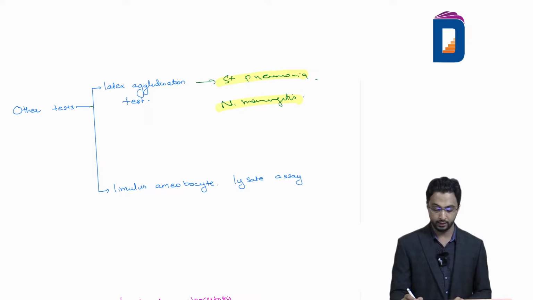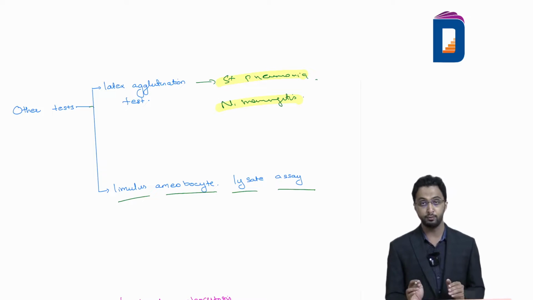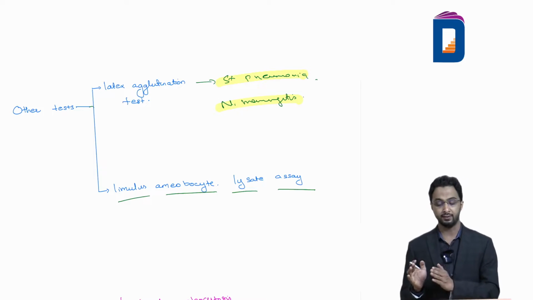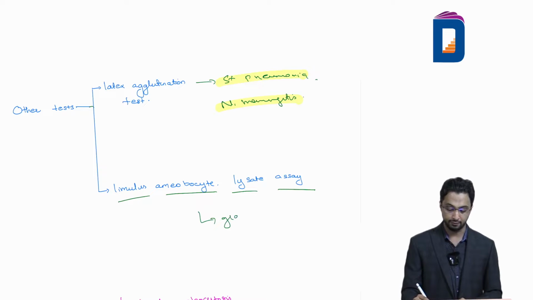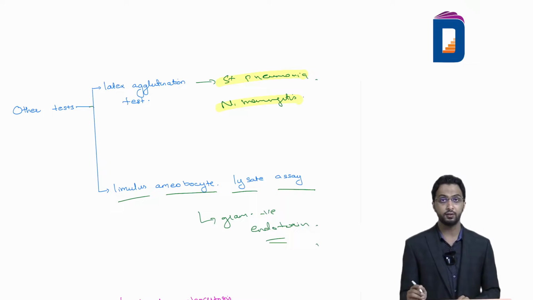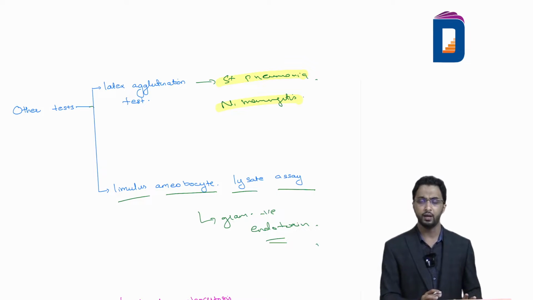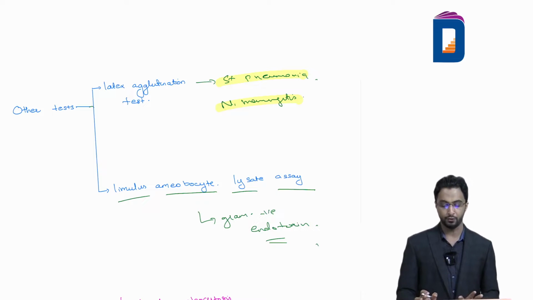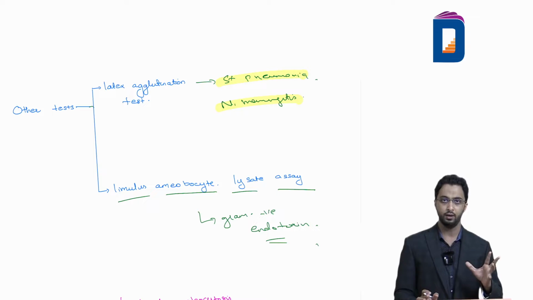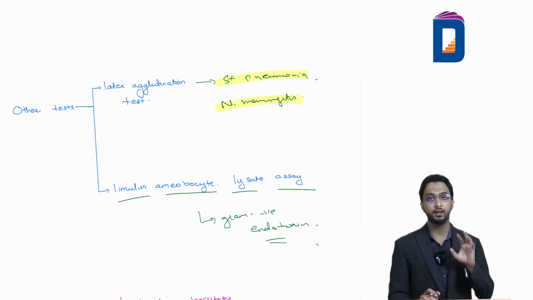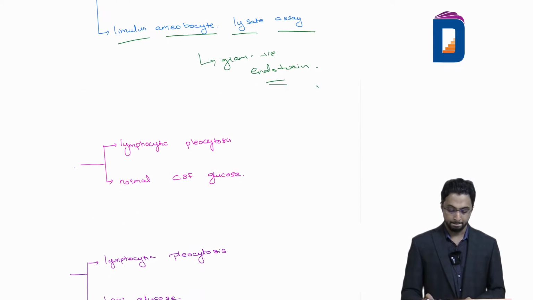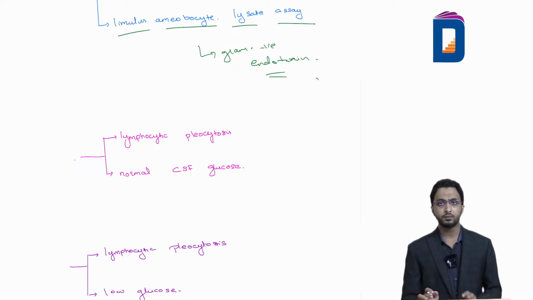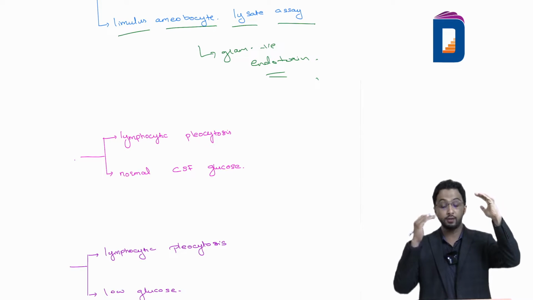Now there is another test which is the Limulus amoebocyte lysate assay, or you can call it the Limulus lysate assay. This is to find out gram-negative endotoxin. So if a gram-negative organism is causing this disease, and you're suspecting that, you can go for this Limulus lysate assay, and if it is positive, that means a gram-negative endotoxin is there, which is LPS, and you can specifically find this. Now, a few more things. I told you, if it is PMNLs and decreased glucose.